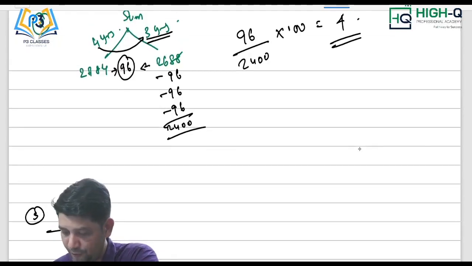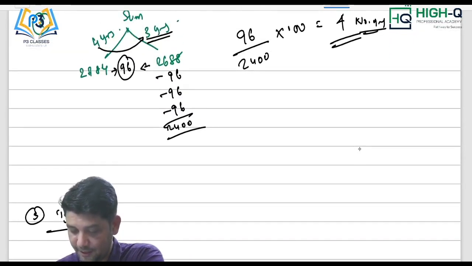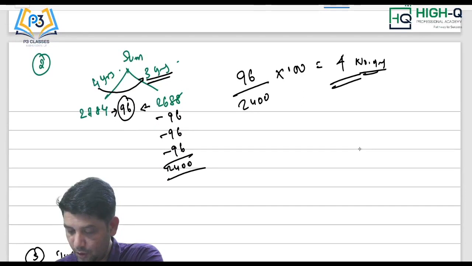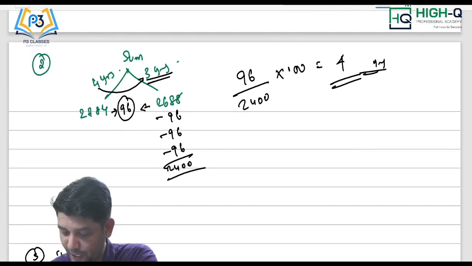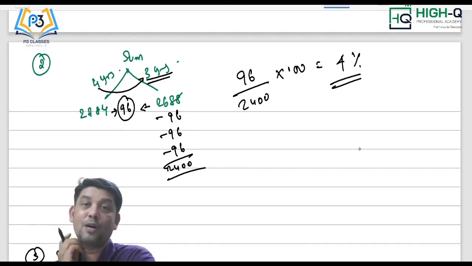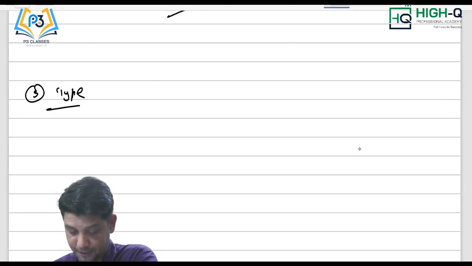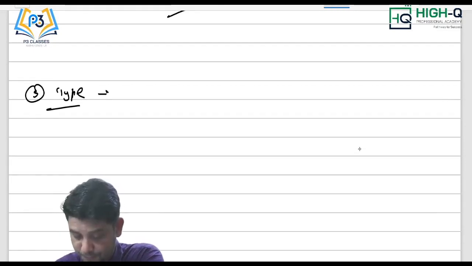No, no, 4 is the number of years. Sorry. They ask you to find the number of years, not the rate of interest. Oh, no, 4 is the rate of interest. Sorry, why am I confusing? Number of years, I'm taking it as 1 only, na? Yes, number of years given. Rate of interest. You are right.